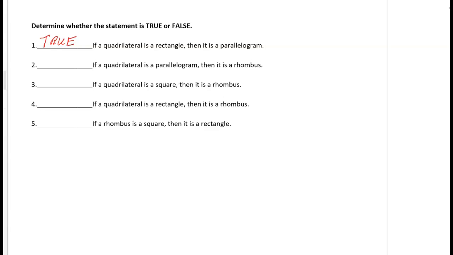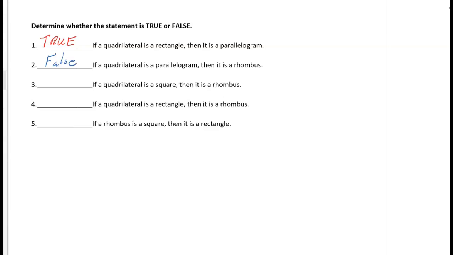A rectangle has consecutive angles that are supplementary. A rectangle has opposite angles being congruent. And in a rectangle, the diagonals do bisect each other. In problem 2, if a quadrilateral is a parallelogram, is it a rhombus? Well, there are 3 types of parallelograms. Parallelograms could be rectangles, rhombuses, squares, or just a plain parallelogram. So this problem number 2 is false. And a counterexample is, well, maybe the parallelogram is a rectangle. It doesn't have to be a rhombus.